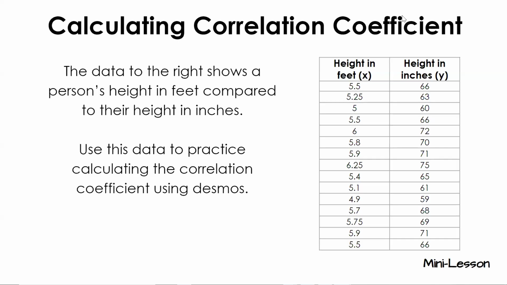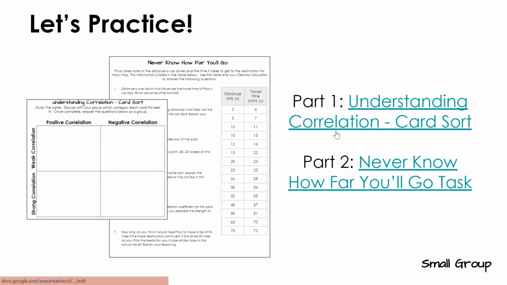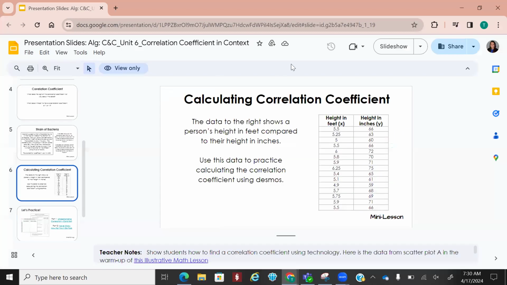Okay, the data to the right shows a person's height in feet compared to their height in inches. Use this data to practice calculating the correlation coefficient using Desmos. Okay, you need your laptop. And what you're gonna do is we're gonna type these into Desmos. So go ahead and take out your laptop, and trust me, you're gonna want to try this because it takes a little bit of practice.